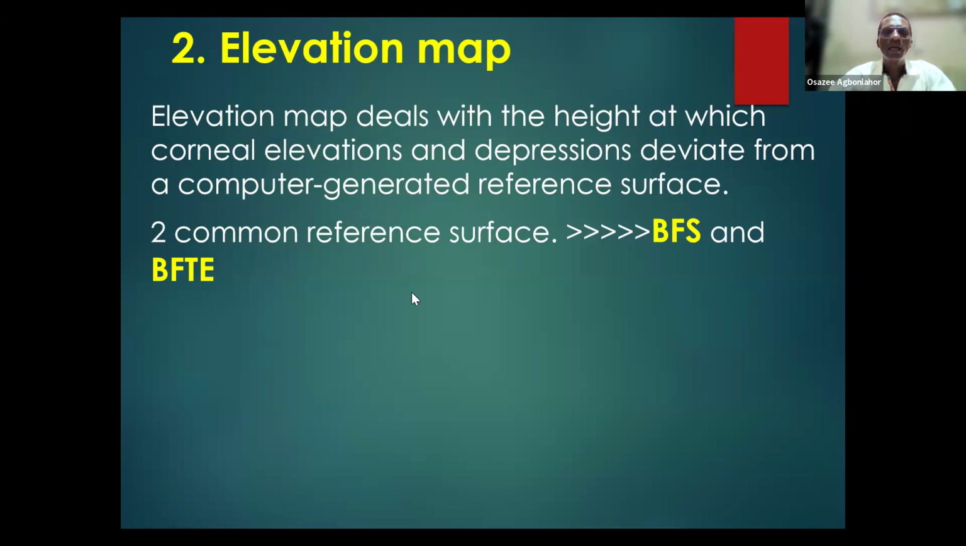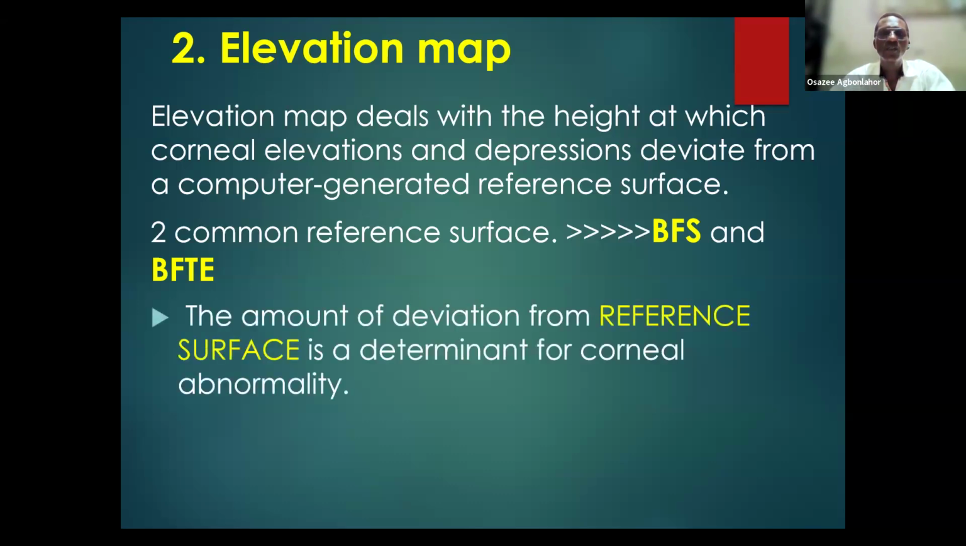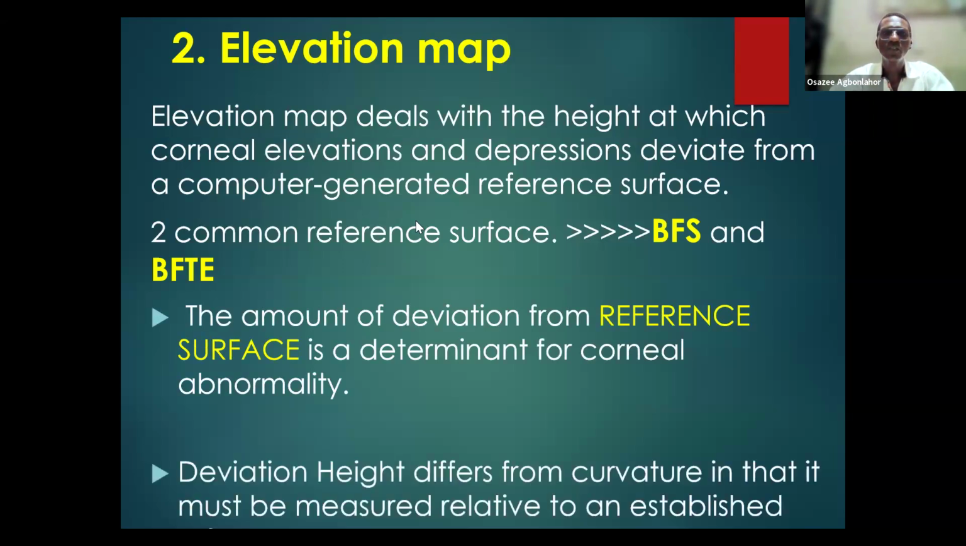So I was saying that the elevation map basically just tells you about height. Now, it doesn't talk about curvature anymore. It just tells you about the height of the cornea. So here, it tells you the areas that are elevated and areas that are depressed, but it uses a reference. There's usually a reference point used to base its judgment on whether a point on the cornea is higher or lower than the reference.